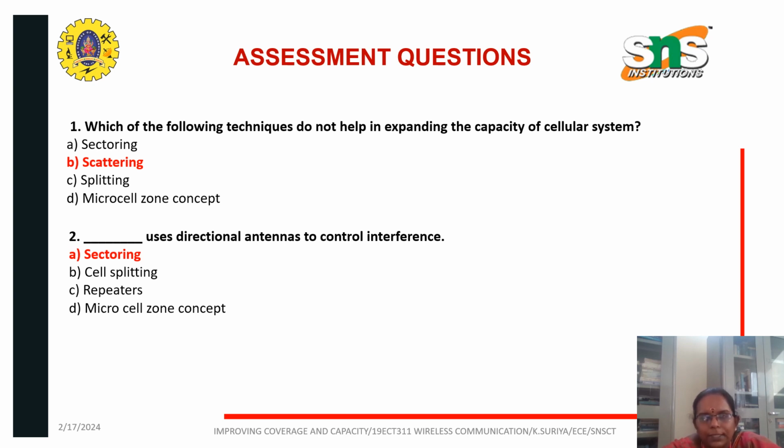Now let us see a few assessment questions. Which of the following techniques do not help in expanding the capacity of a cellular system? Sectoring, scattering, splitting, or microcell zone concept. Yes, of course it is scattering. Next question is, dash uses directional antennas to control interference. Yes, cell sectoring uses directional antennas to control interference.